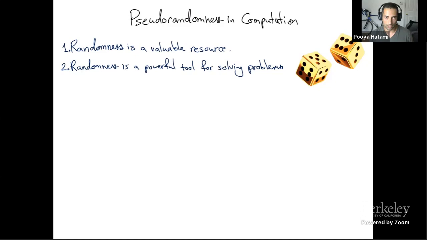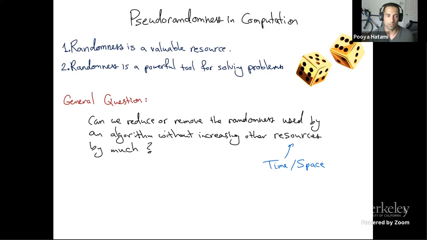And if you believe in these two points of view, a very natural question that arises is whether we can reduce or remove the randomness that an algorithm uses without increasing other resources that it uses by much, for example, without increasing the time by much. If we could answer this question in various instantiations, it would be really great, because we could use the power of randomness to solve problems, then use our answer to this question to get rid of the randomness, or at least reduce the amount of randomness that the algorithm uses.